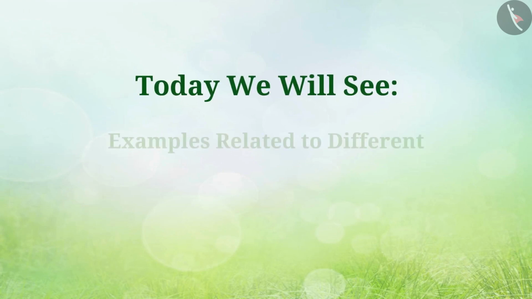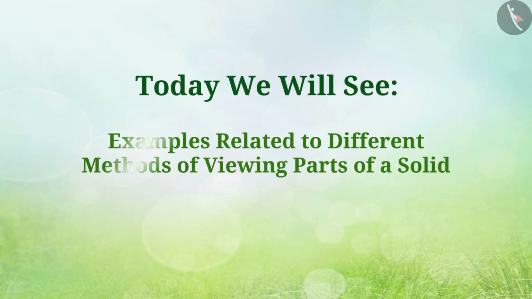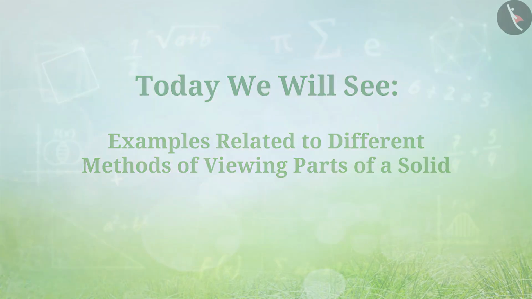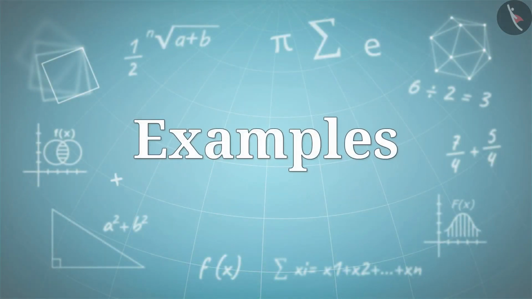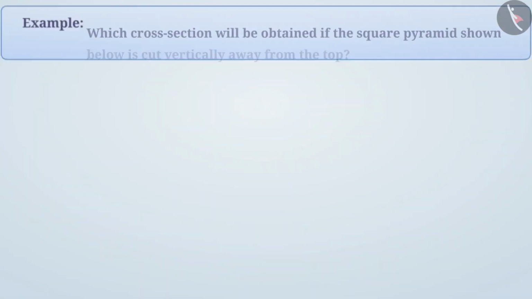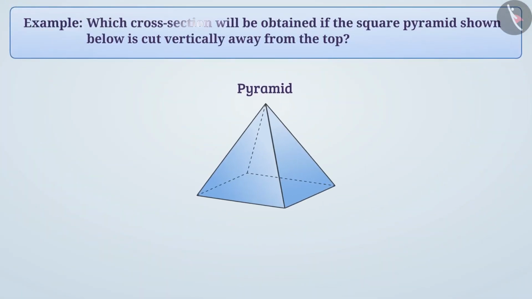Today we will see examples related to different methods of viewing parts of a solid. Which cross-section will be obtained if the square pyramid shown below is cut vertically away from the top?